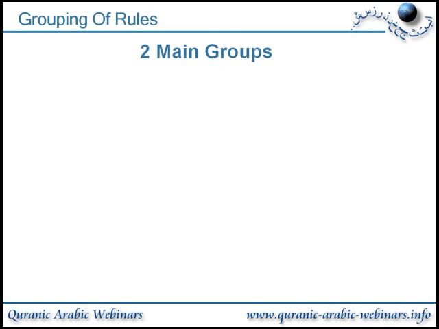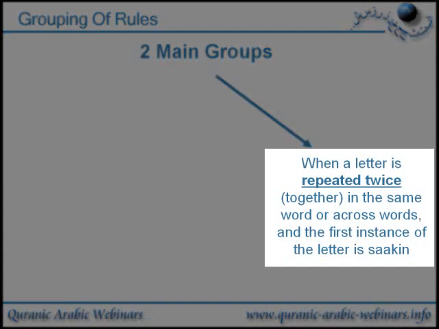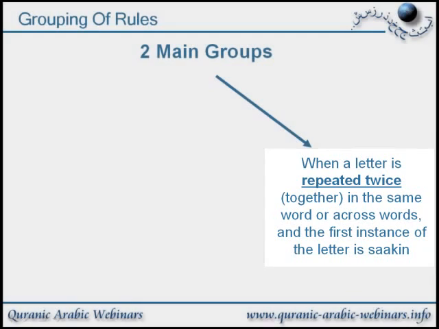So we're going to break this down into two main groups of concepts. The first one: when a letter is repeated twice together, i.e. when you have the same letter next to each other in the same word, or it could be across words, and the first instance of the letter is sakin. Again, we're going to see examples on the next slide of this.